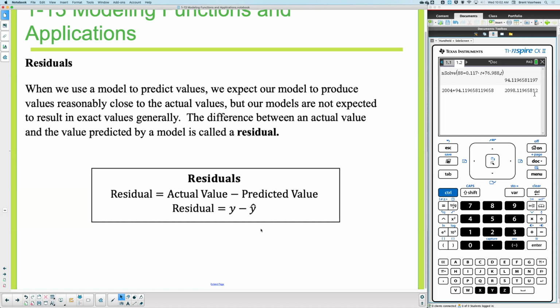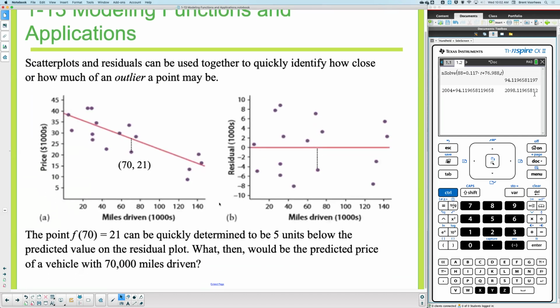Predicted. All right. So now let's look at some scatter plots so we can figure out what a residual actually means. Here, this slide here. Scatter plots and residuals can be used together to quickly identify how close or how much of an outlier a point might be. Outlier means off the predicted value. So for example here, f of 70 equals 21.